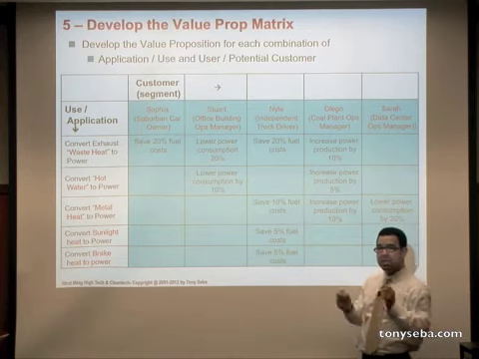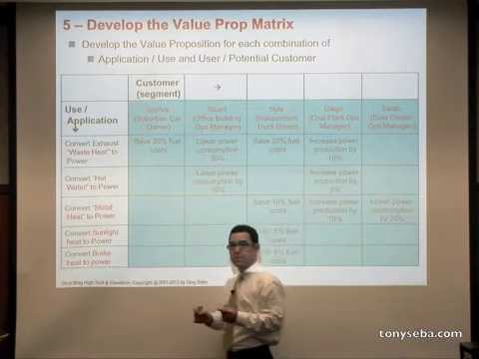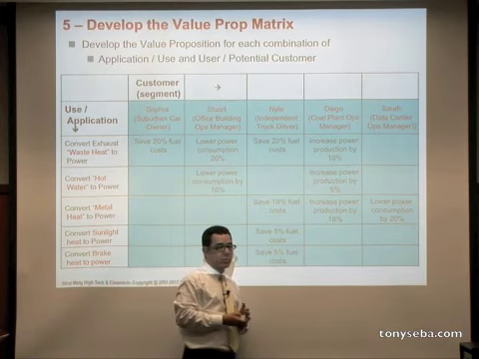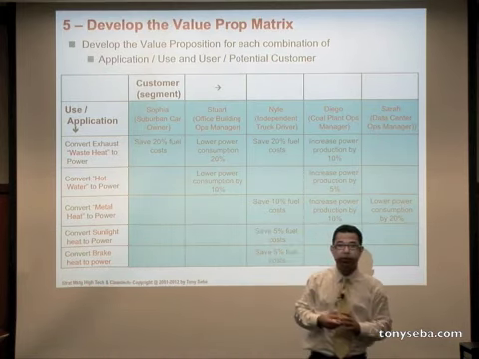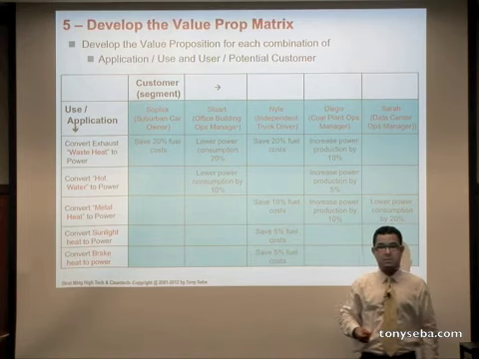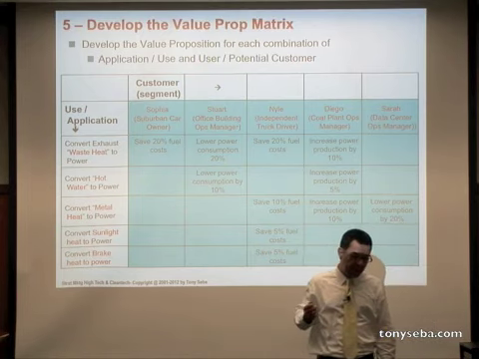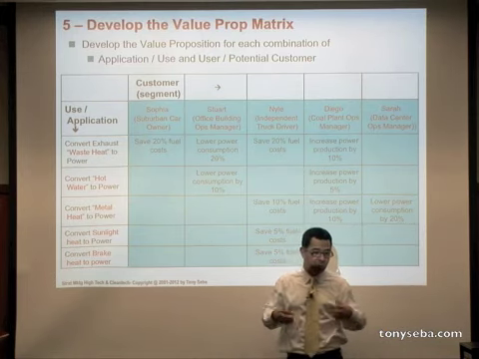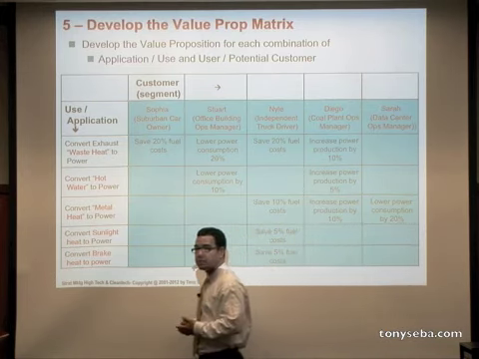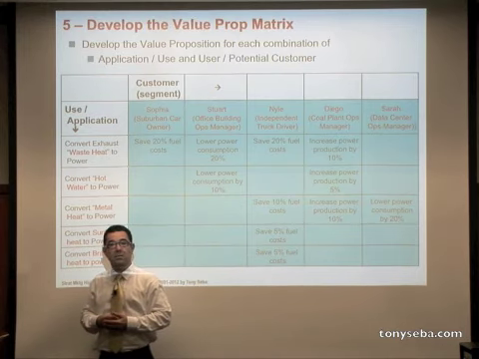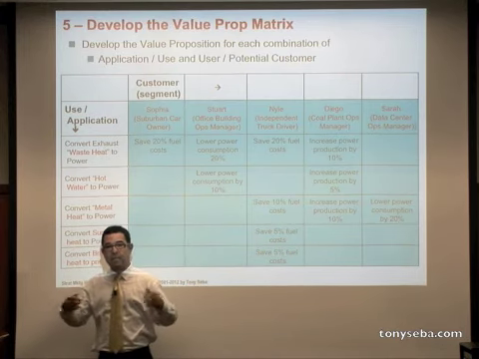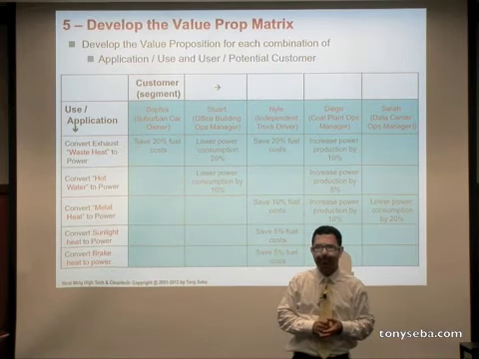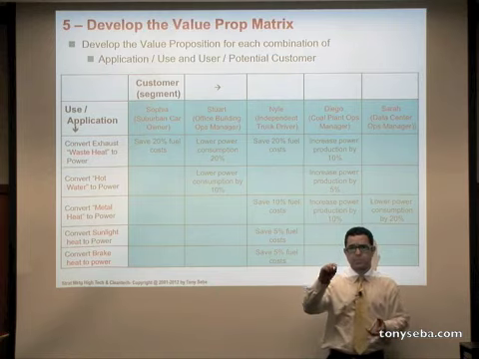Okay? See, each cell is going to be different because the value prop for each combination of potential user and potential use is going to be different. Okay? Whether it's save 20% on fuel costs or lower power consumption by 10% or whatnot, each one of these cells is going to be different. Does this make sense? So you need to go step by step.